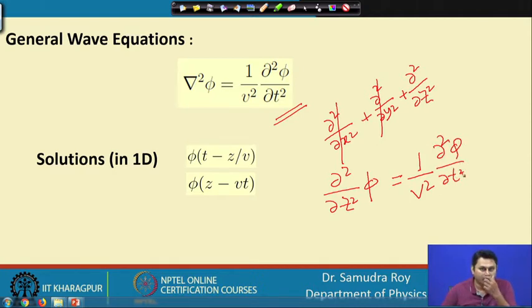This particular form has a specific solution. Here, two solutions are written; these two are some of the solutions. There are also many others. In place of this minus sign, I can also put a plus sign, which is another potential solution, but this minus sign suggests that the wave is moving in the positive direction.